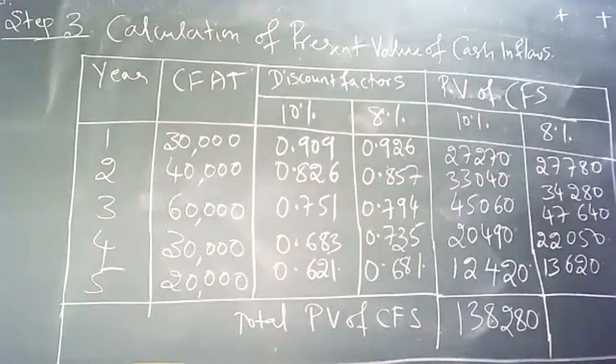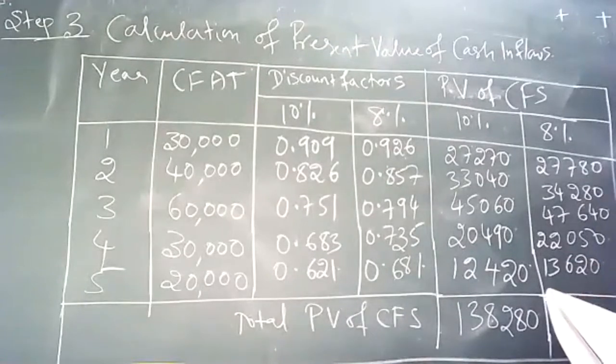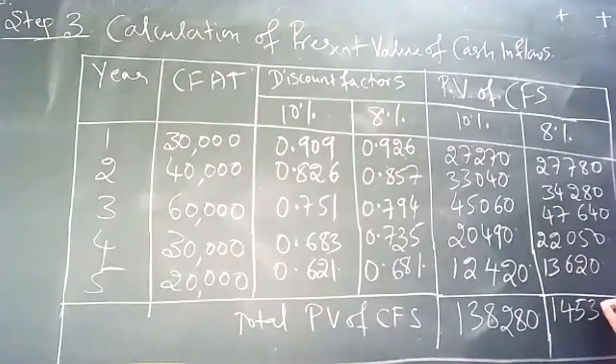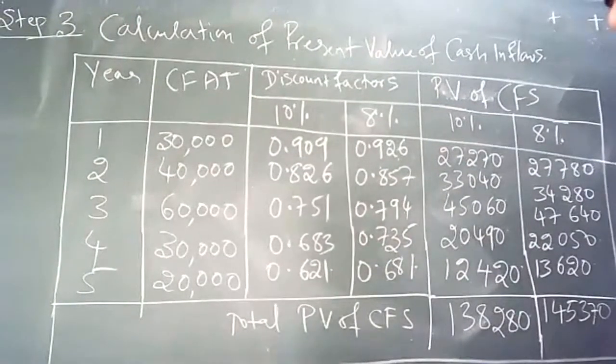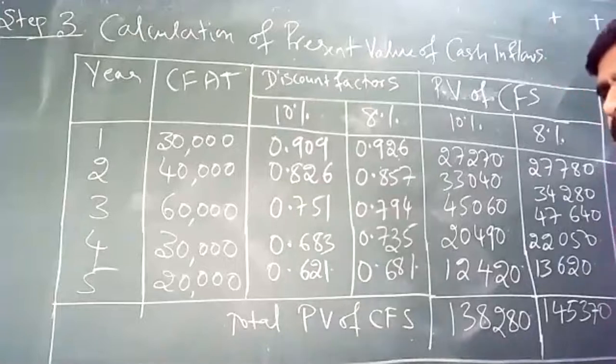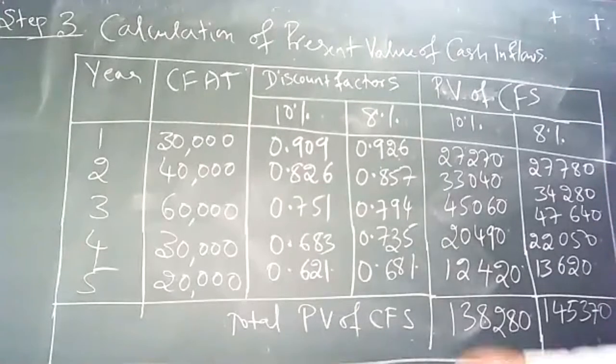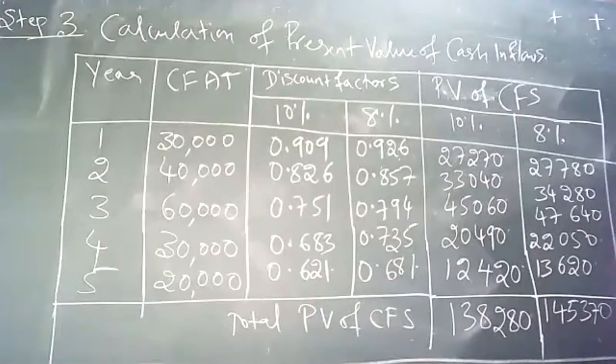All of you please do it. You have to show me your notes when you come back. How much, students? Total 1,45,370. Correct? All of you got 1,45,370? Yes, sir. Okay. So once you get this, what is the last step now?